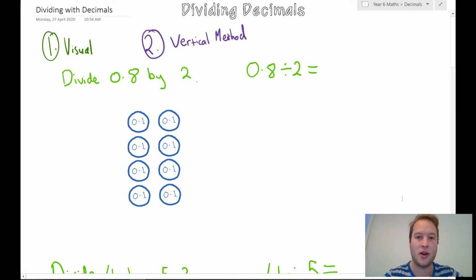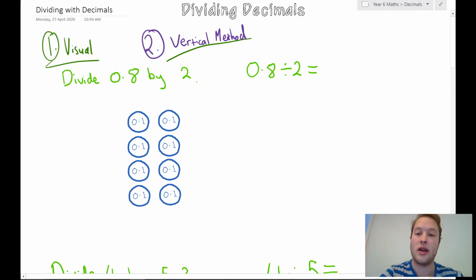Hi, in this video we're going to be looking at dividing decimals. I'm going to show two methods. In my green pen I'm going to show you a visual way of doing it, and then in my purple pen I'll show you the vertical method. So for our first question we have divide 0.8 by 2. We can write it like this.